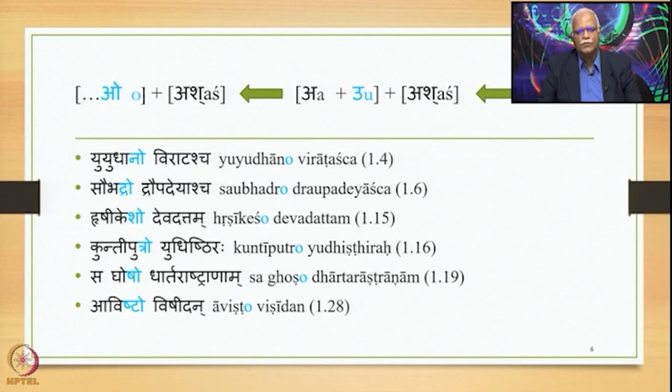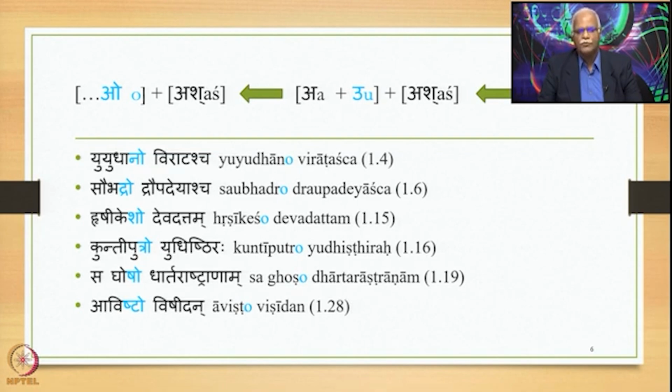Similarly, Rishikesho Devadattam is Rishikeshaha and Devadattam. Kunti Putro Yudhishthiraha is Kunti Putraha and Yudhishthiraha. Saghosho Dhartarashtranam is Saghoshaha Dhartarashtranam. Incidentally, Saghoshaha is also an example of the sandhi where the visarga after sa is deleted when hal follows, by the sutra Etat tado sulopo akoranan samase hali.